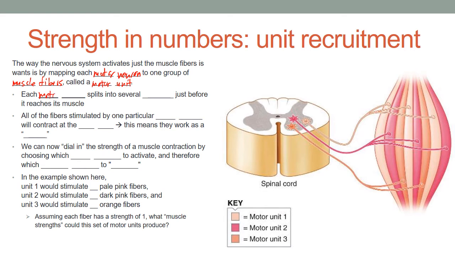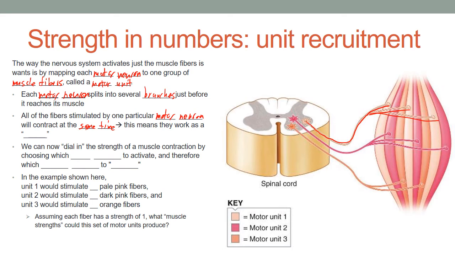Okay, so how does that work? Each motor neuron, let's take this little yellow one here, splits into 1, 2, 3 in this case, but into several branches just before it reaches the place where it will stimulate its muscle. All of the fibers stimulated by one particular motor neuron will contract at the same time.